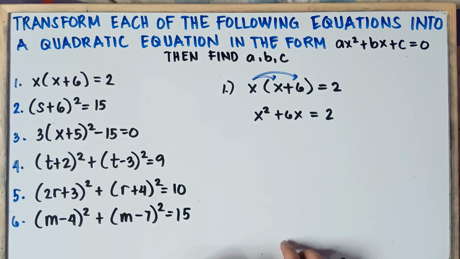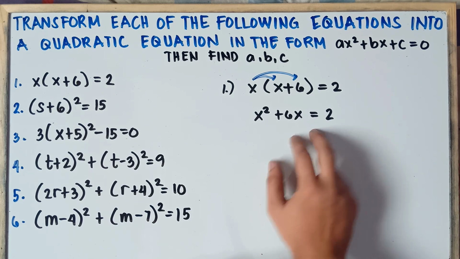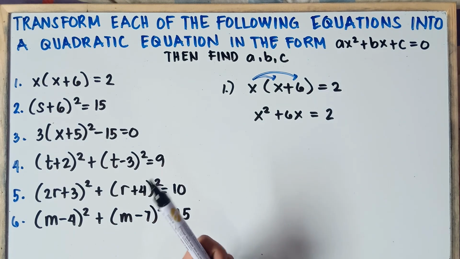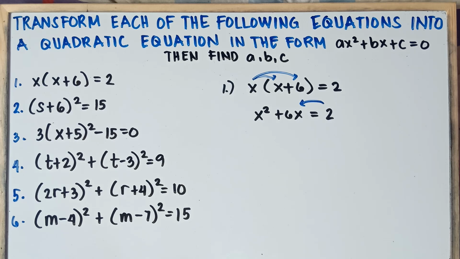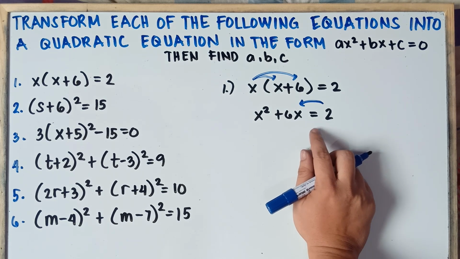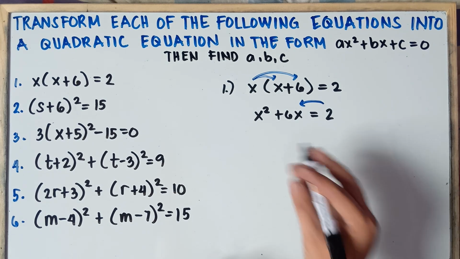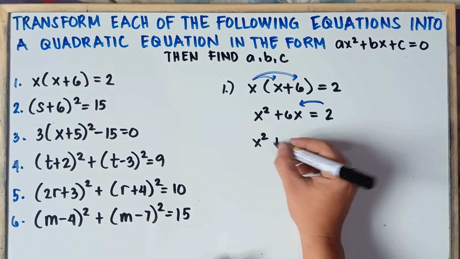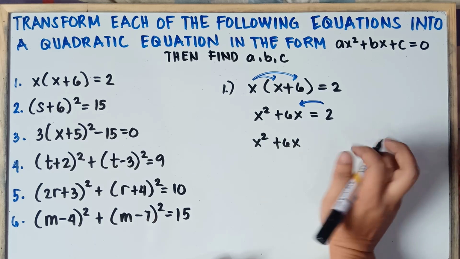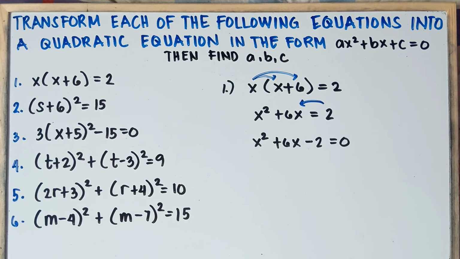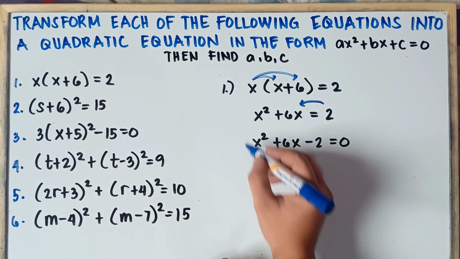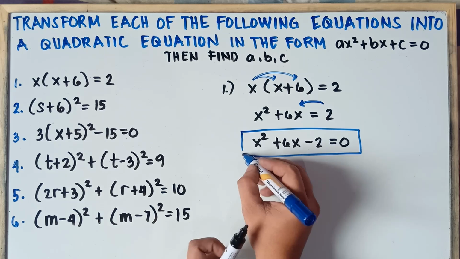Now, since we need to transform this into standard form, we need to transpose 2 from right to left. Once you transfer across the equal sign, you always change the sign. So this will be x squared, copy, plus 6x. This is positive 2, so it will be negative 2 equals 0. That's all set. Easy, right, for number 1? So this will be our equation.